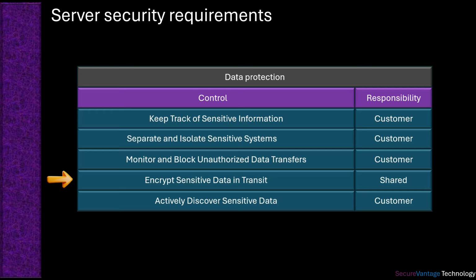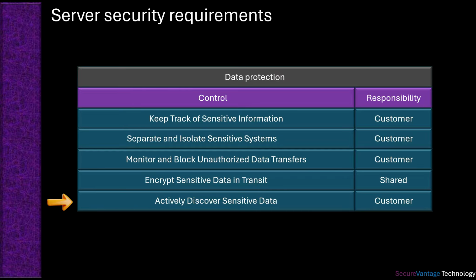Fourth control is encrypt sensitive data in transit. When you send a letter, you don't want anyone reading it along the way, right? The same goes for your data when moving from one place to another. Encrypting data in transit is like sealing your letter in an envelope and marking it as confidential. Microsoft helps here by using the TLS protocol, which acts like that envelope, and ensures your data stays private as it travels between your cloud services and your customer. Note, this is a shared responsibility. Microsoft handles some parts, but you also need to make sure your side is secure.